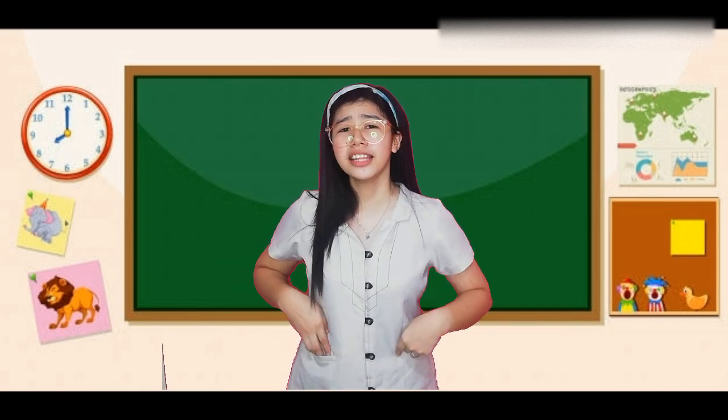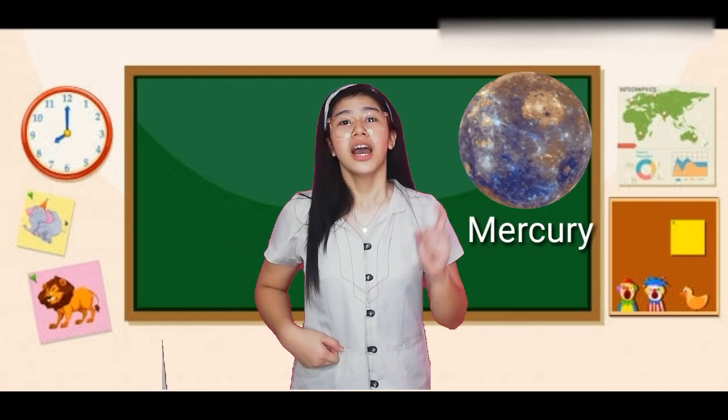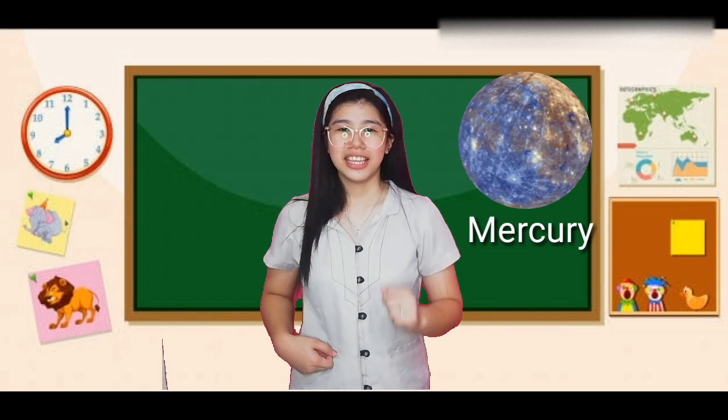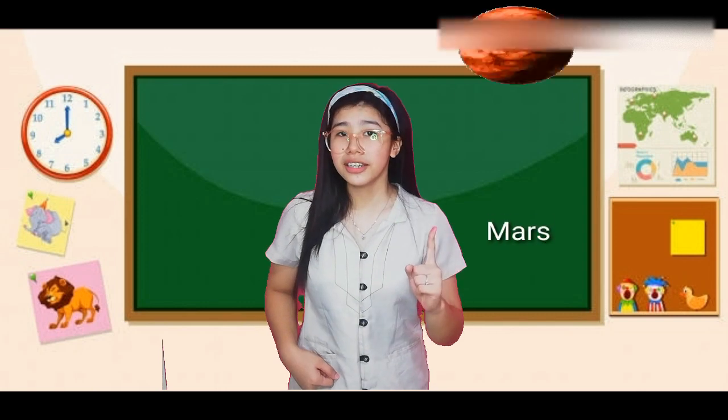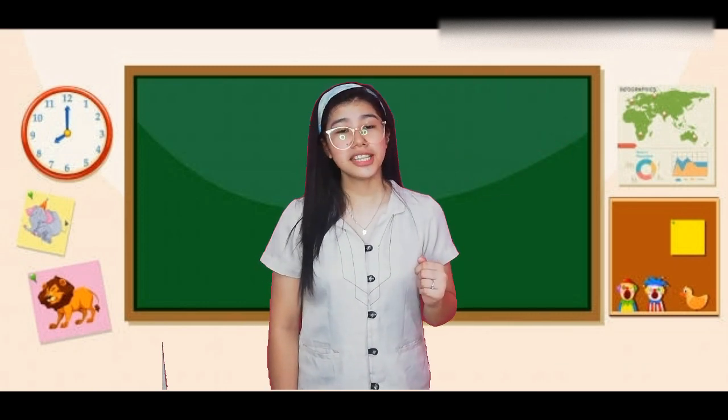Do you know that a day in Mercury takes 59 Earth days, while a day in Mars takes 24.6 hours, which is much the same as ours?